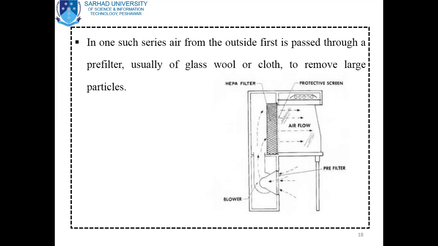In one such series, air from the outside is first passed through a pre-filter in the pharmaceutical industry. You can see the pre-filter, a blower, and a HEPA filter, with airflow inside the pharmaceutical industry. The pre-filters are installed prior to the blower and the HEPA filter. What is the need of this filter? It is termed a pre-filter, usually made of glass wool or cloth. Its purpose at the entry to the sterile area is to remove larger particles.